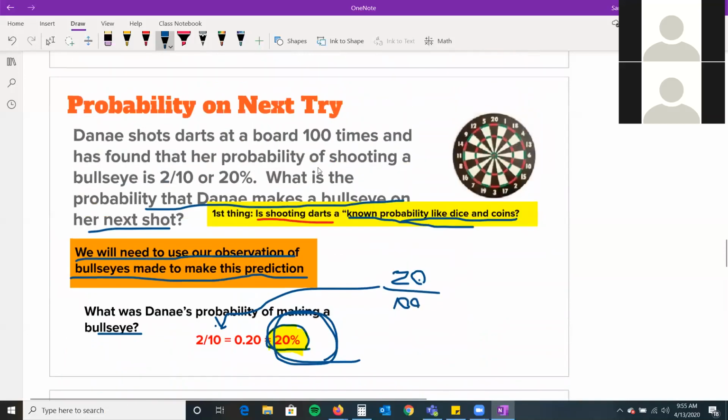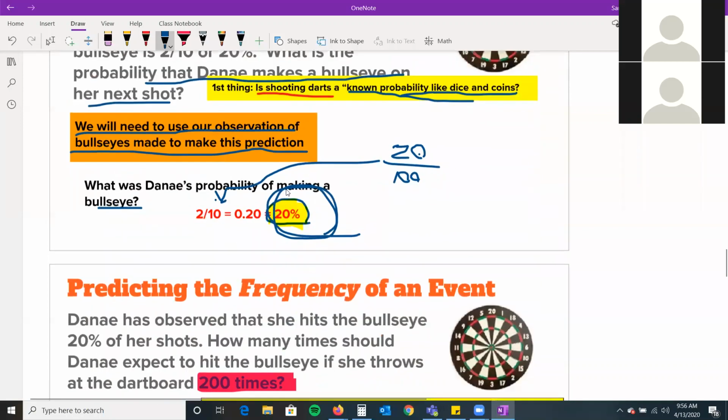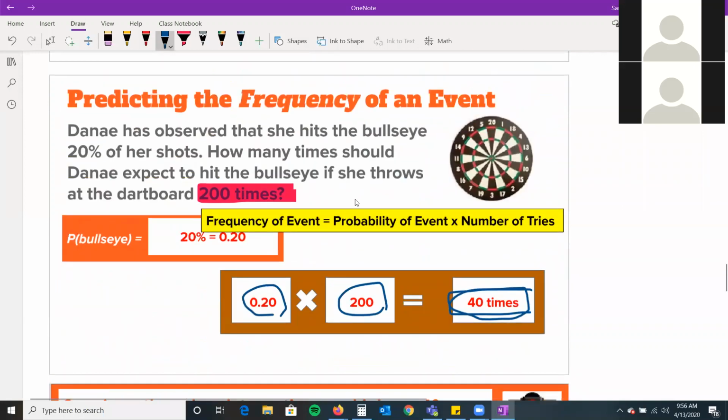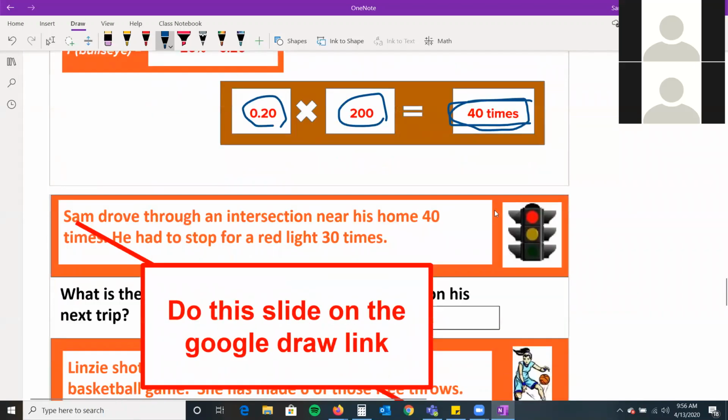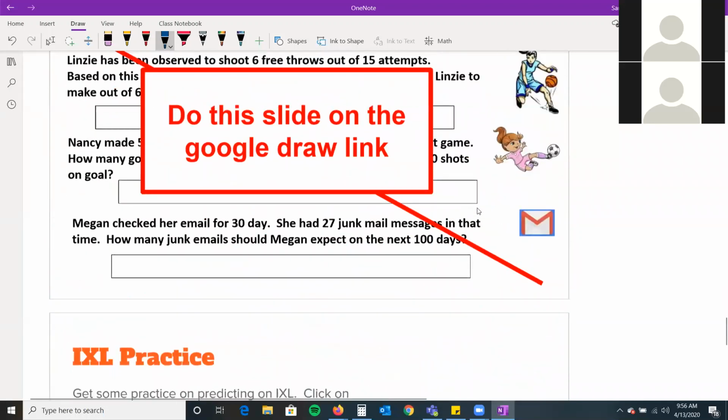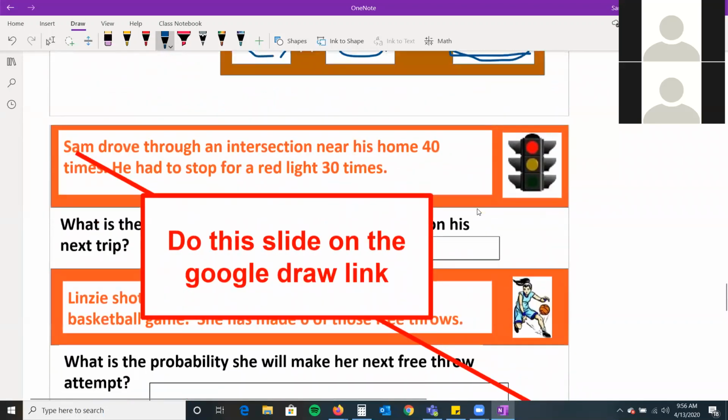Okay, so this one gave us a result from an experiment about 20% of the time, and then we had to make a prediction about the next one. And this one said, if she hits about 20% of the time, and there's 200 throws, how many times will it hit? Okay, second draw, and then we're done.